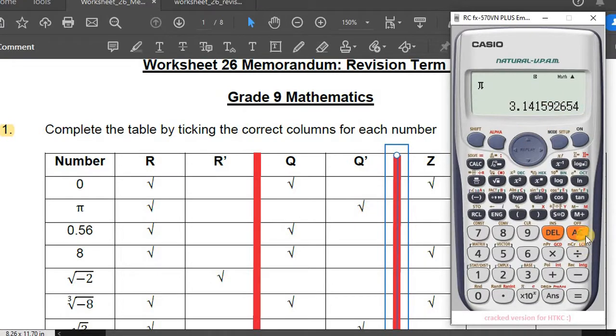Can you see that? I showed you how the 0 could be a fraction, making it rational. Now we have 0.56. If you type in 0.56 is equal to, can you see that it already gave me a fraction? So if it can be written as a fraction, it is definitely rational. If it can't be, it is irrational, right? See, if I press SD, it can be written both as a decimal and as a fraction.